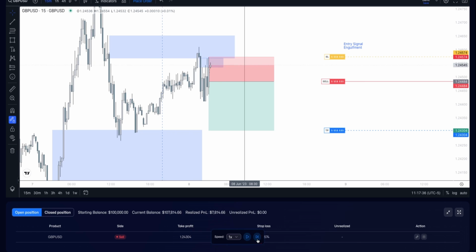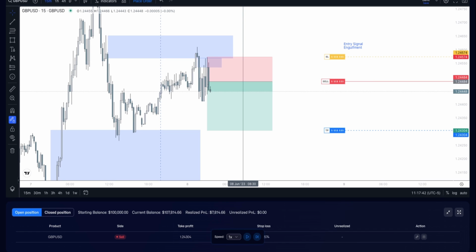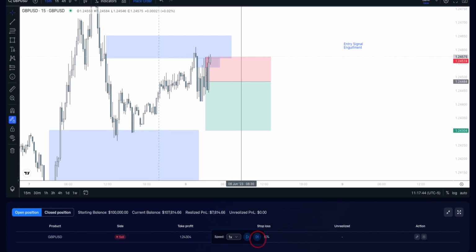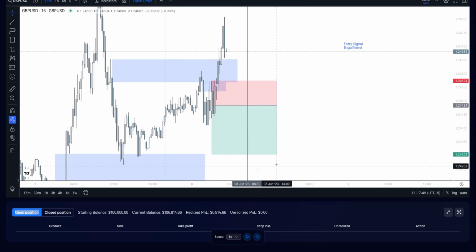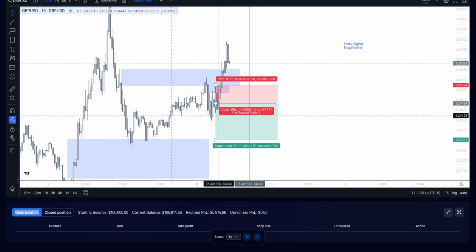Okay, let's see. Not a good start. Not a good start at all. So it's going to probably go higher. Or not. Oh, yes. Okay, let's see what happens. Continues going higher.